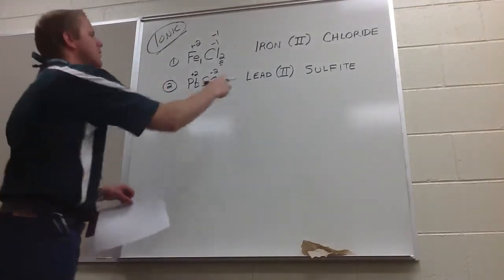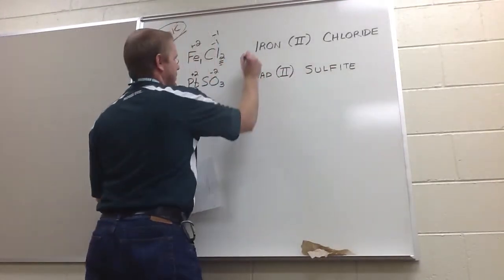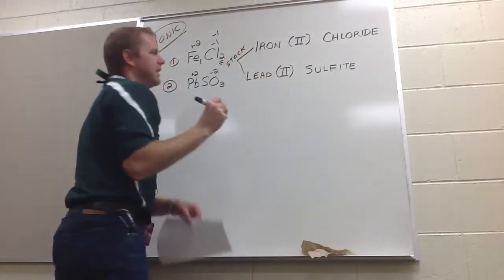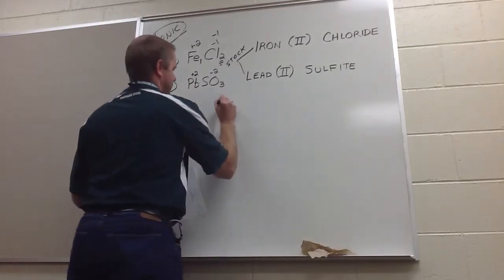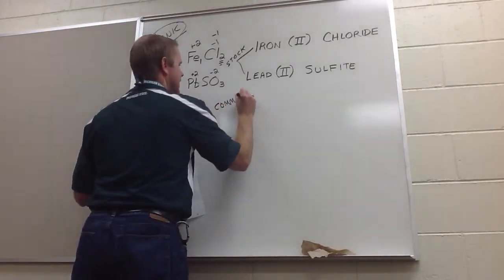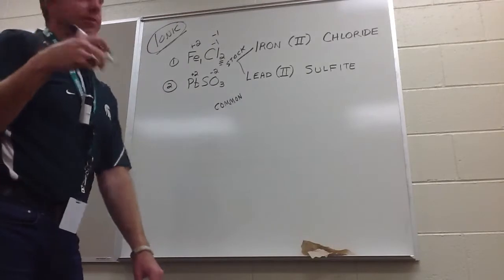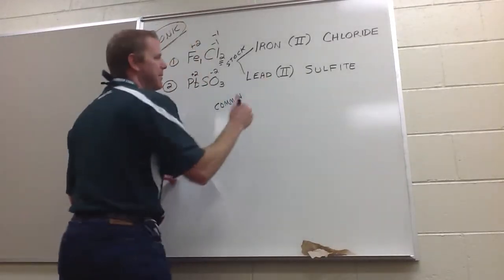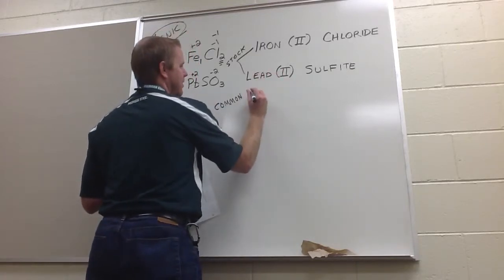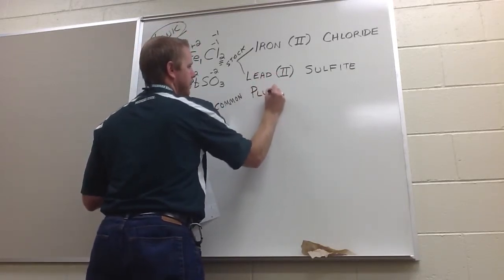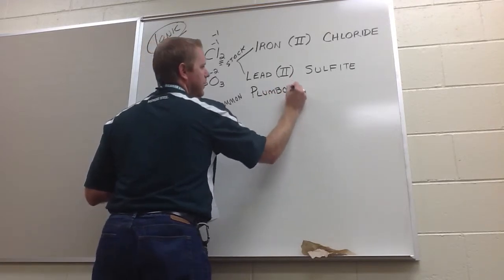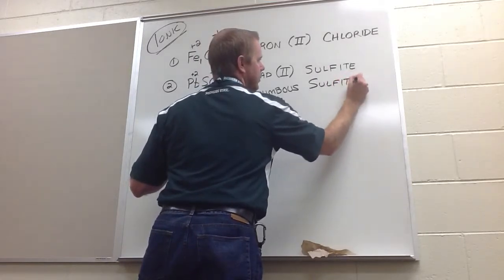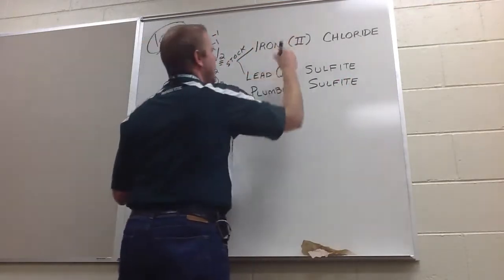Now I'm going to go back and get something real quick. This type of naming is called stock naming. But sometimes we want to give something called a common name. Common names are derived from just that, what they're commonly known as. So for lead, we actually have a common name for lead version 2, and that name is plumbous. So this would also be called plumbous sulfite.